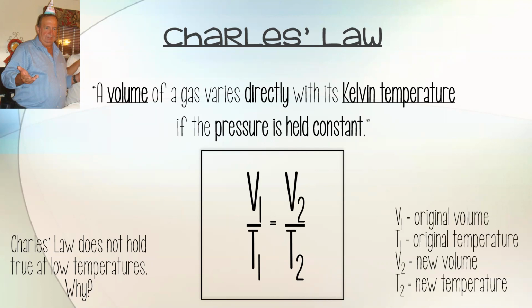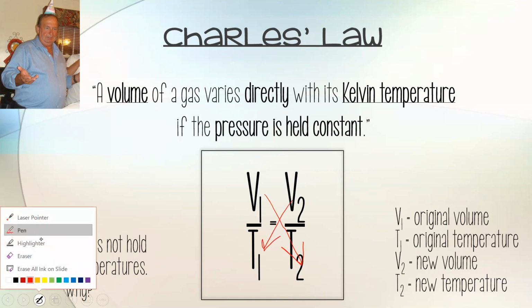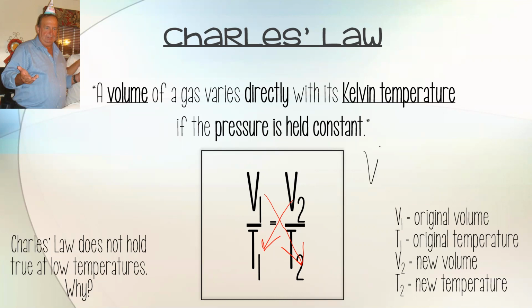Once again, the ones are talking about the original or the initial, so original volume, original temperature, and the twos are talking about the new or final. I like to tell people if they don't like the division setup to just cross multiply. So cross multiply, and then you get V1 T2, because I'm cross multiplying, equals V2 T1. So you can memorize whichever one works better for you.